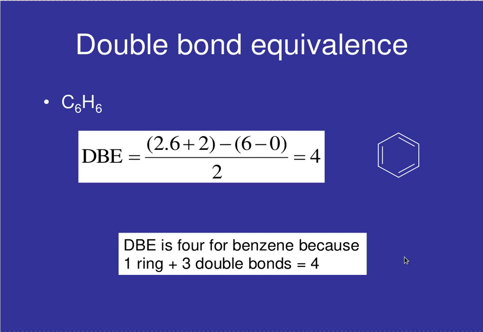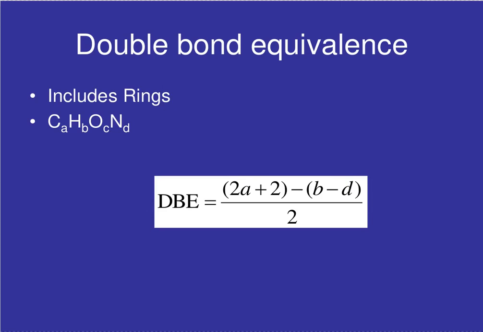Just please, can I make you aware that if you've got a halogen or if you've got something that has a valence of 1, please include that. If you've got a chlorine, add it to your number of hydrogens to make this formula work. Essentially, this formula is working on atoms with a valence of 4, with a valence of 1, with a valence of 2, with a valence of 3. So please include halogens with hydrogens if you're calculating double bond equivalence.